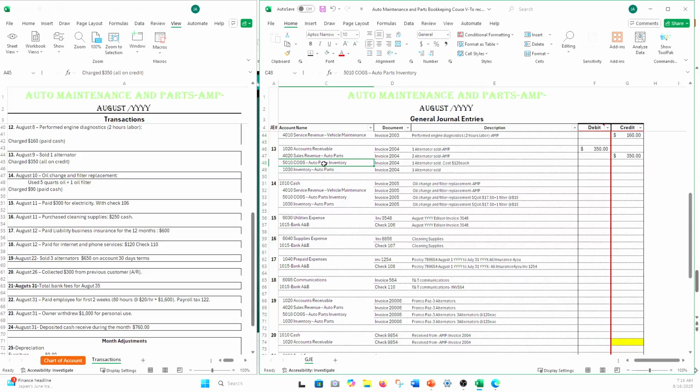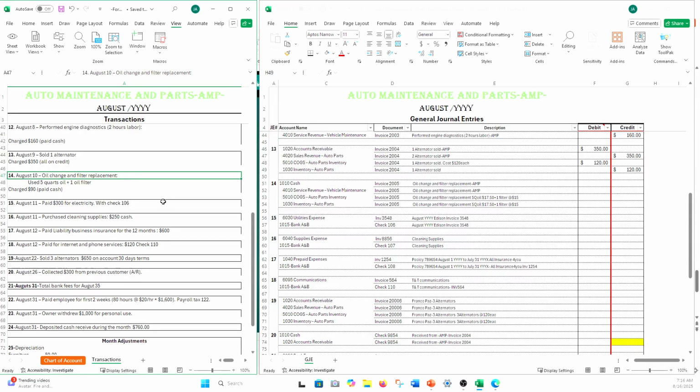The cost of that part, we say that each alternator was $120. So we say 120, debit, and we reduce our inventory parts by 120. Okay, so far so good. Let's move to number 14.